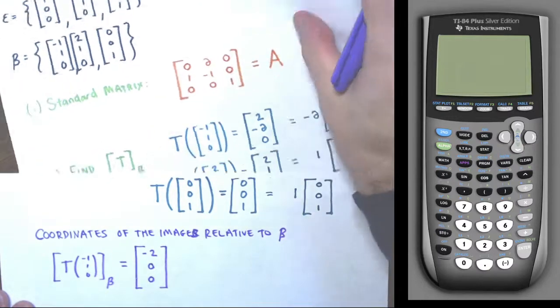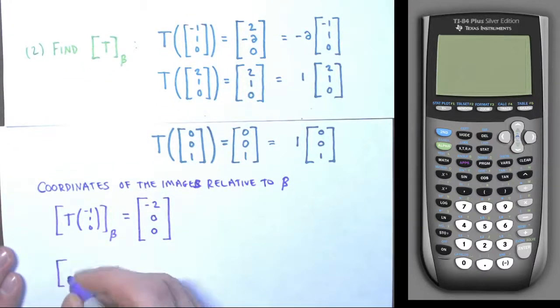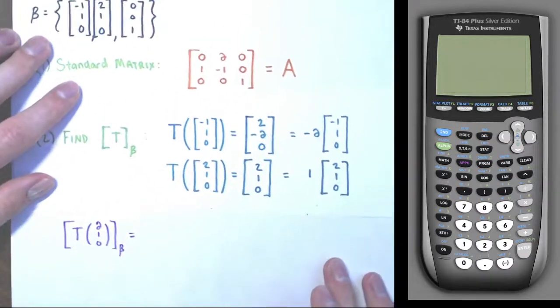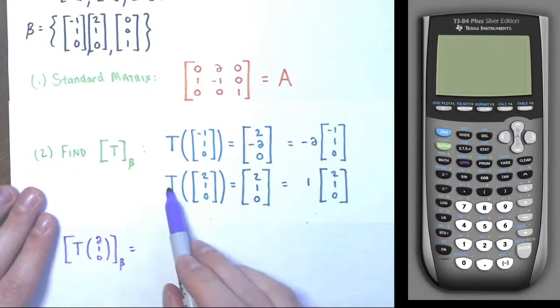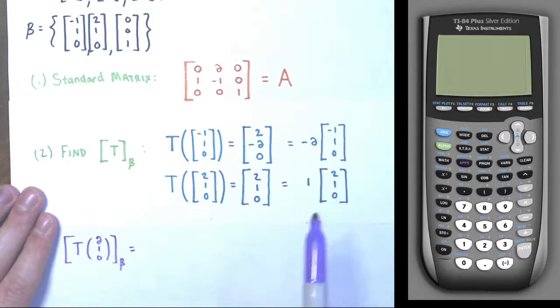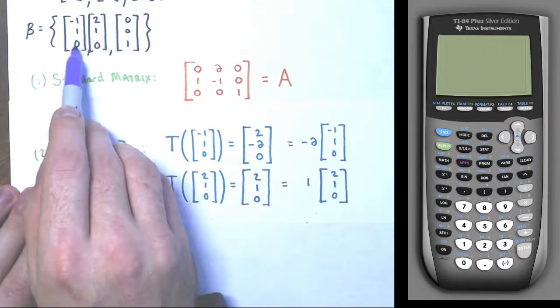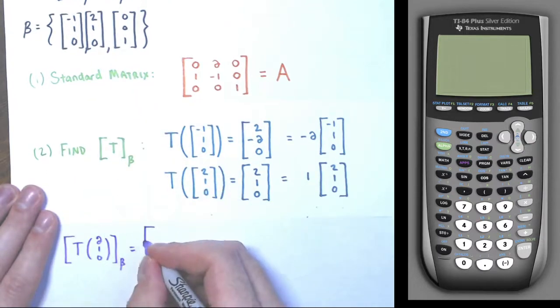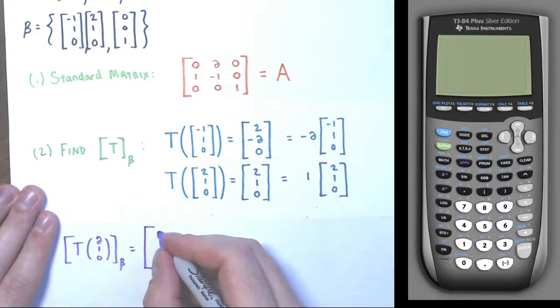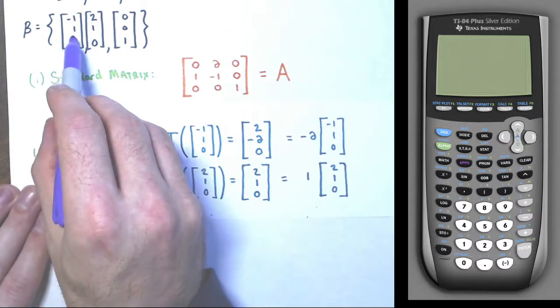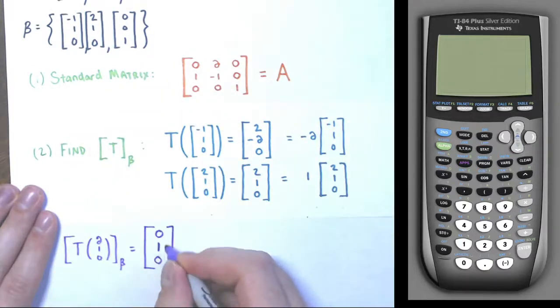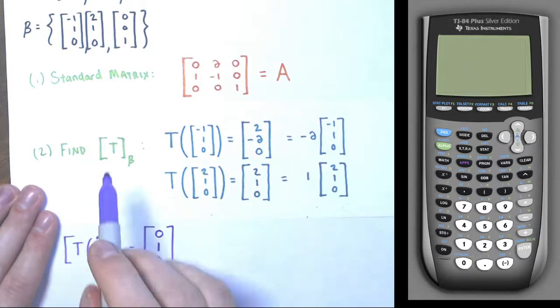Well, how about the next one? The T of 2, 1, 0. What are the coordinates of T of 2, 1, 0 with respect to basis B, of course? So again, going back to the basis B vectors, here are the basis B vectors. And look at T of 2, 1, 0 is just 2, 1, 0. It's one of this second vector and none of the first and third. So the coordinate vector of this image with respect to the basis B, I have zero of the first vector, zero of that negative 1, 1, 0. I have one of the second vector, and I have zero of the third vector. And that's going to be the second column of the matrix representation with respect to B.